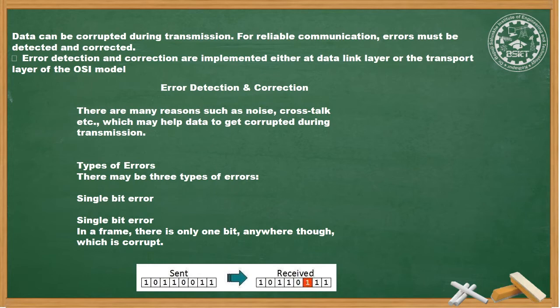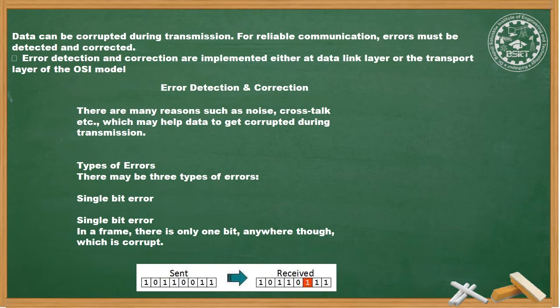Data can be corrupted during transmission. For reliable communication, errors must be detected and corrected. So error detection and correction are implemented either at data link layer or the transport layer of OSI model. So we know the OSI model has 7 layers. The second layer is data link layer and the fourth is transport layer. Those two layers deal with the error detection and correction.